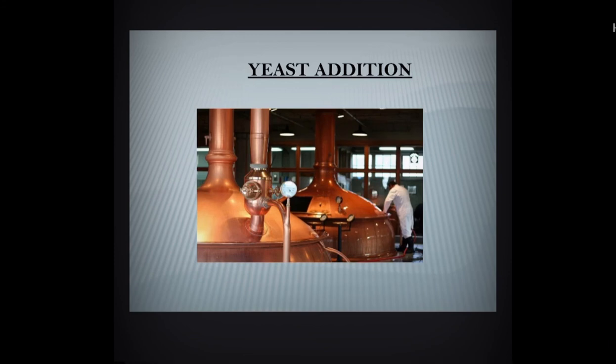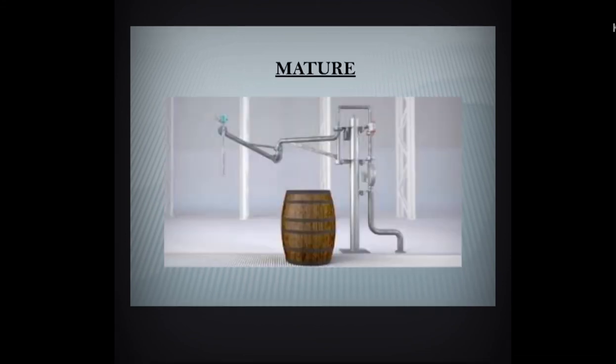There are two types of yeast: Saccharomyces cerevisiae and Saccharomyces carlsbergensis. The maturing process depends upon the company. The company stores it for 6 months, 5 months, or 4 months. The minimum time is 3 to 21 days.